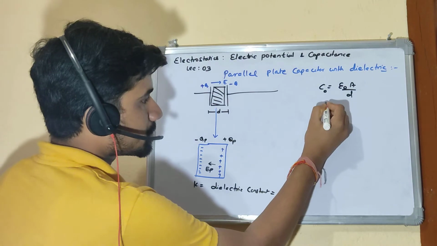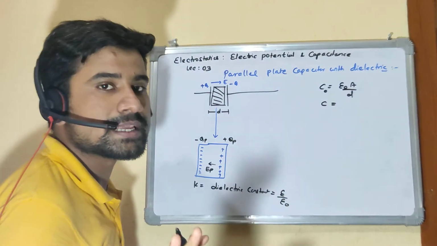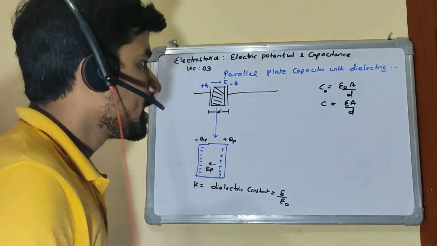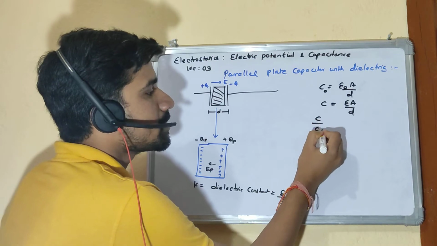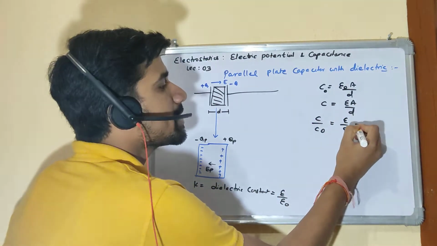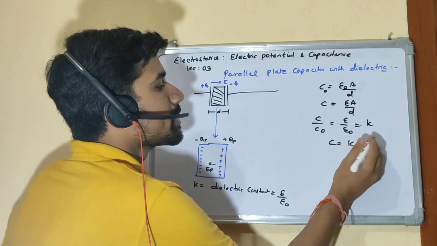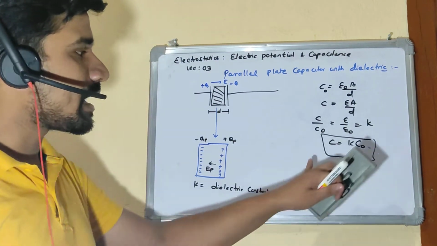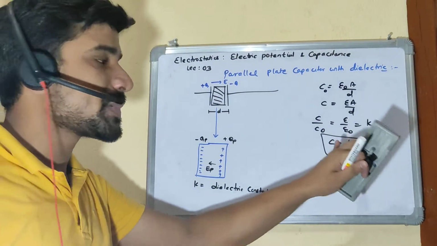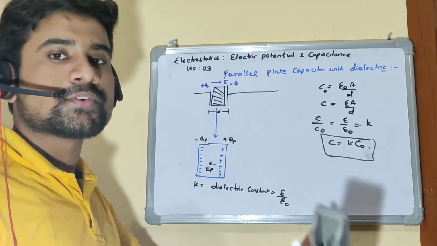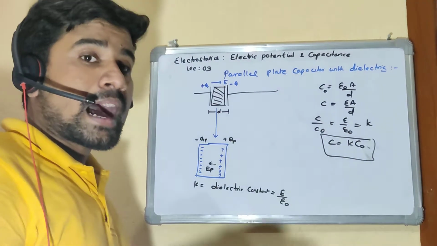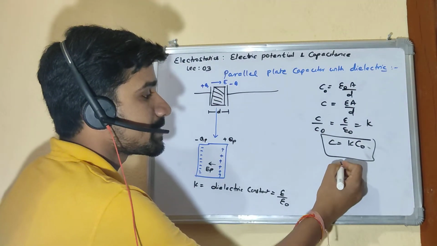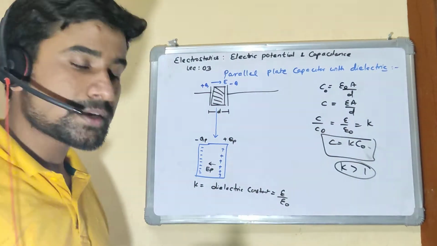Now, C is my new capacitance when I have placed a dielectric. It becomes epsilon A by D. If I take a ratio of C by C naught, it becomes epsilon by epsilon naught, which is nothing but K. So C is nothing but K times C naught. So you see, the capacitance after inserting dielectric has become K times the capacitance when the dielectric was air or vacuum. So after inserting a dielectric, we can actually increase the capacitance of a capacitor because K is always greater than 1.